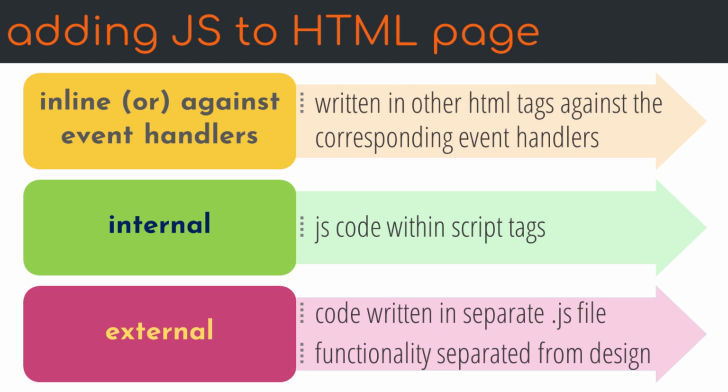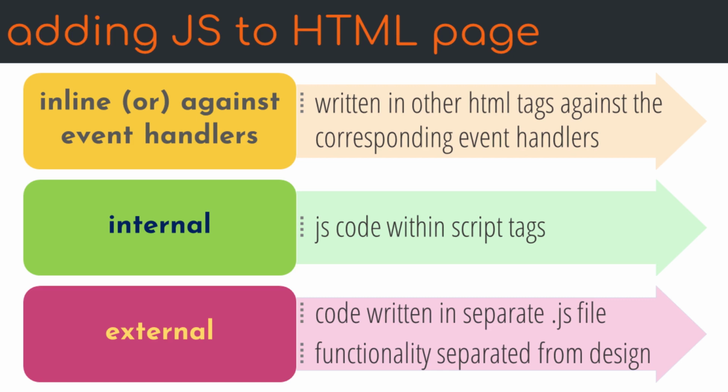The first method we are going to see is the inline. Here we add the JavaScript snippets or the JavaScript functions against the event handlers of other HTML tags. In the second method, or the internal method, we will add the JavaScript within the script open and script close tags within the HTML file.